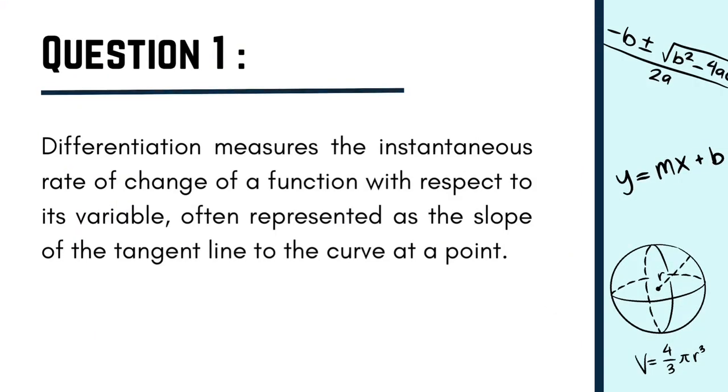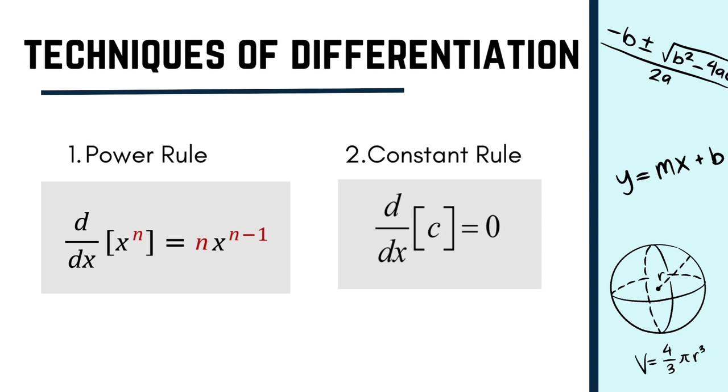So, what is differentiation? Differentiation measures the instantaneous rate of change of a function with respect to its variable, often represented as the slope of the tangent line to the curve at a point. Now, let's move on to the techniques of differentiation.